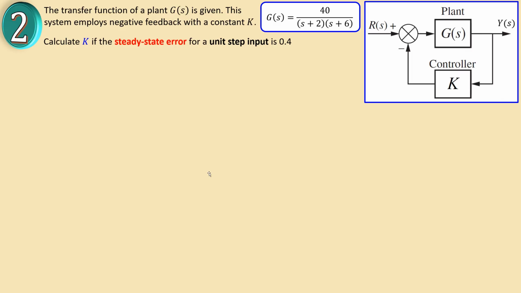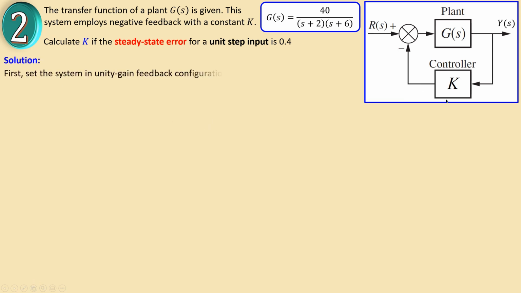Continuing with example number 2, we have now another transfer function, a second order system for the plant. In this case, we have the controller and the feedback. What we want is the calculation of the value of K if the steady state error is 0.4 when the unit step input is at the reference. So we need that 0.4 for the error of the position, for the unit step input, and calculate the K given this plant transfer function. So how do we start?